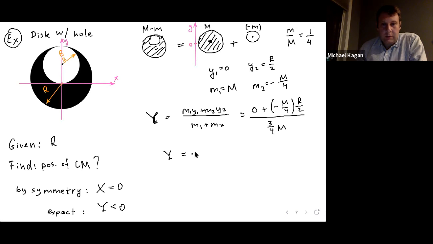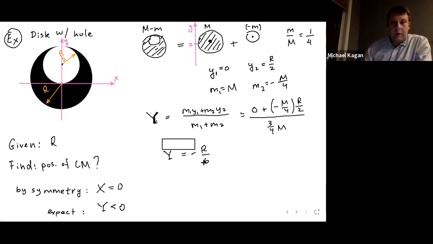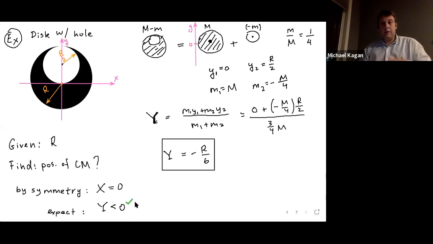Okay, thank you, Alvin. Yes, minus R over 6. Okay, yeah, this is a fun result. And indeed it's negative. Okay, folks, any questions?